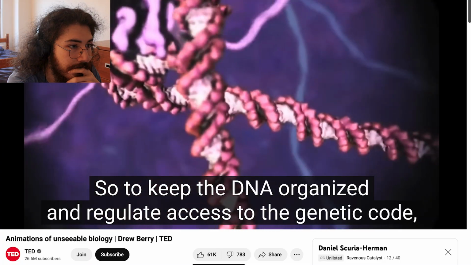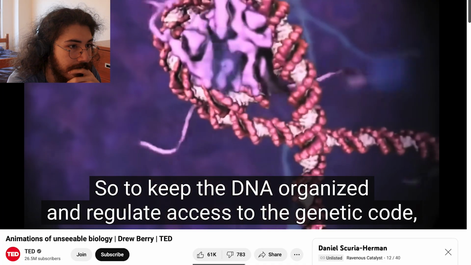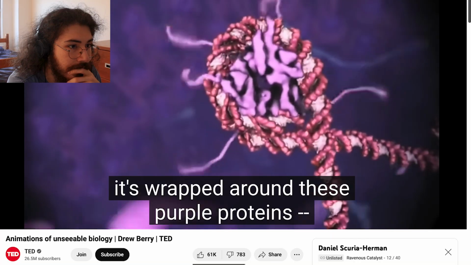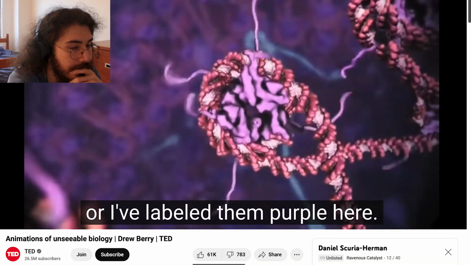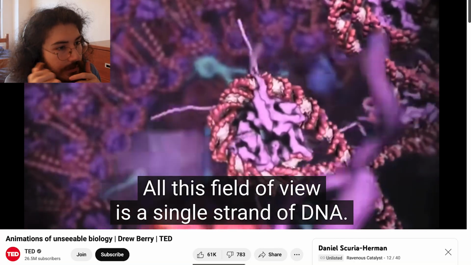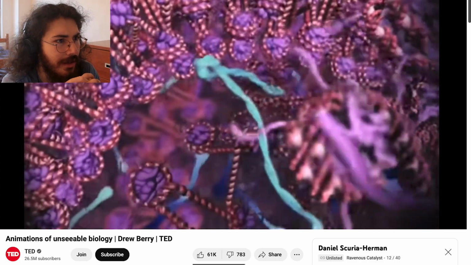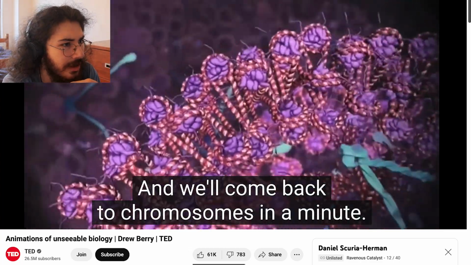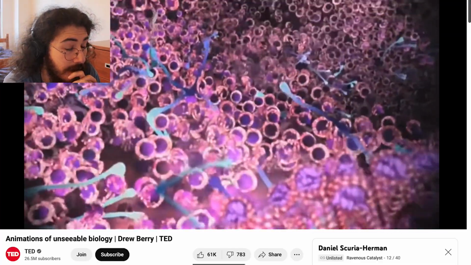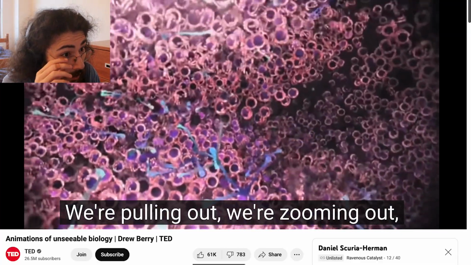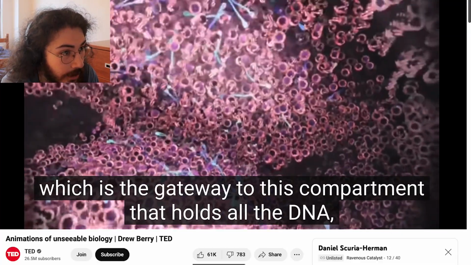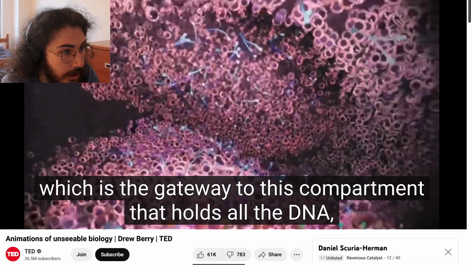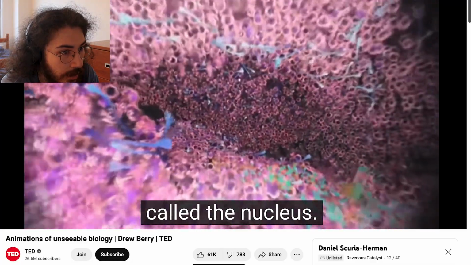So to keep the DNA organized, to regulate access to the genetic code, it's wrapped around these purple proteins. I've labeled them purple here. It's packaged up and bundled up. All of this field of view is a single strand of DNA. This huge package of DNA is called a chromosome. And we'll come back to chromosomes in a minute. We're pulling out, we're zooming out through a nuclear pore, which is sort of the gateway to this compartment that holds all the DNA, called the nucleus.